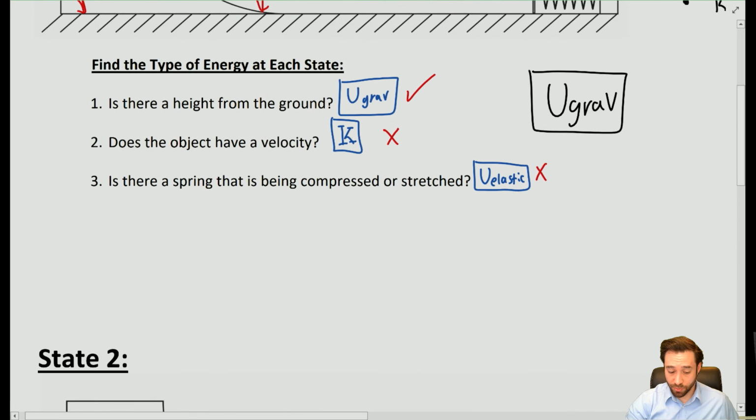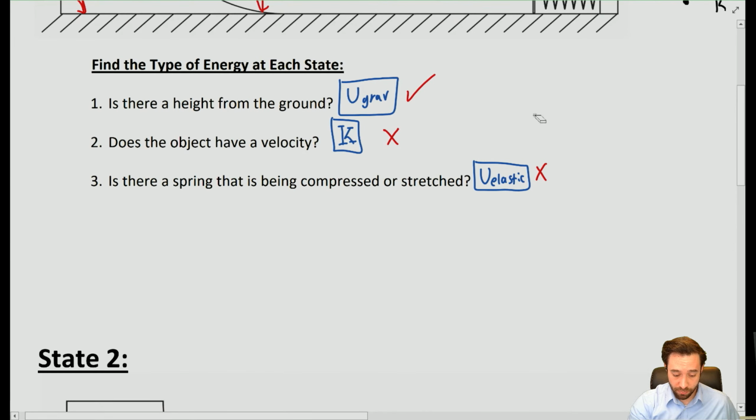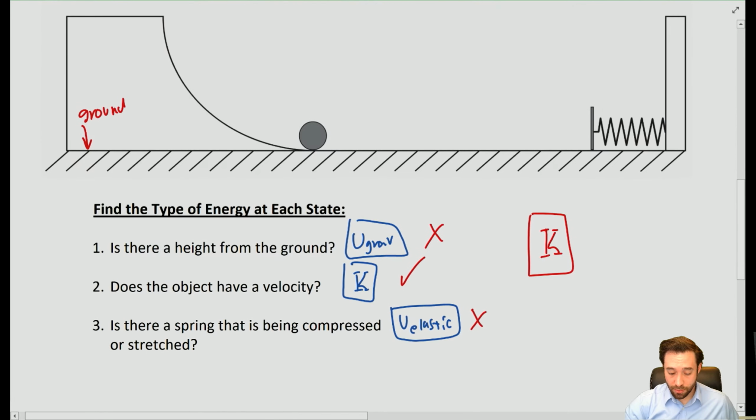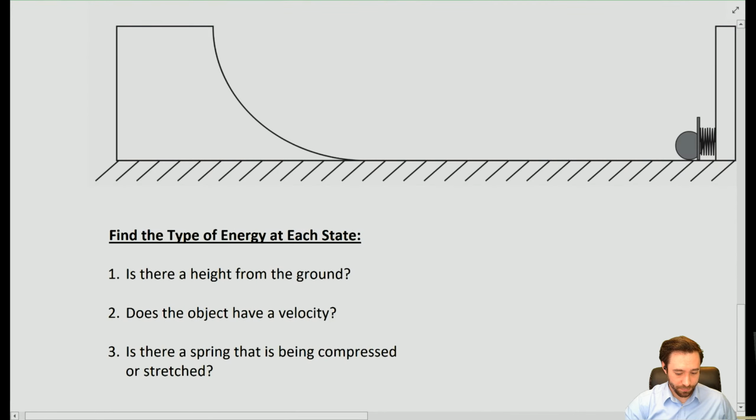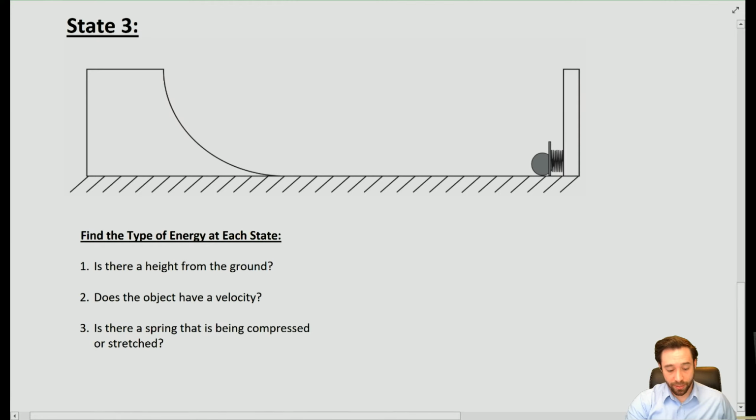So at state 1, it was gravitational. And let me be consistent with the colors. So gravitational, we have kinetic, and by process of elimination, you can probably assume that at state 3, we'll have U elastic. So let's just double check. At state 3, this is the point where it's reached the maximum compression of the spring, and it's getting ready to launch it back up in this direction.